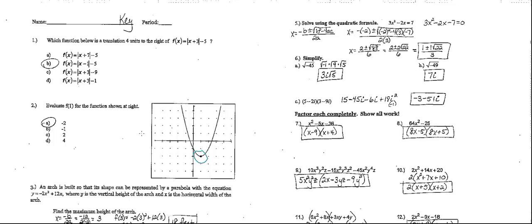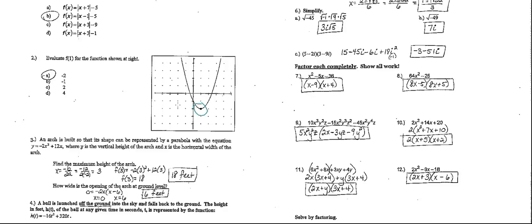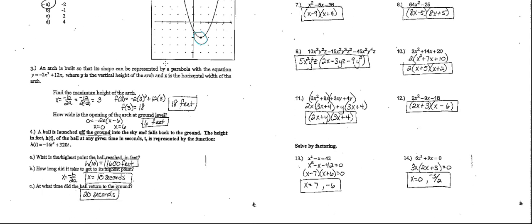Alright, so now we're getting into quadratics. This is a parabola right here. And this question is about an arch. So an arch would have the shape of a parabola, something like that. So they're asking us what the maximum height of the arch is. Well, that's going to happen at the vertex.